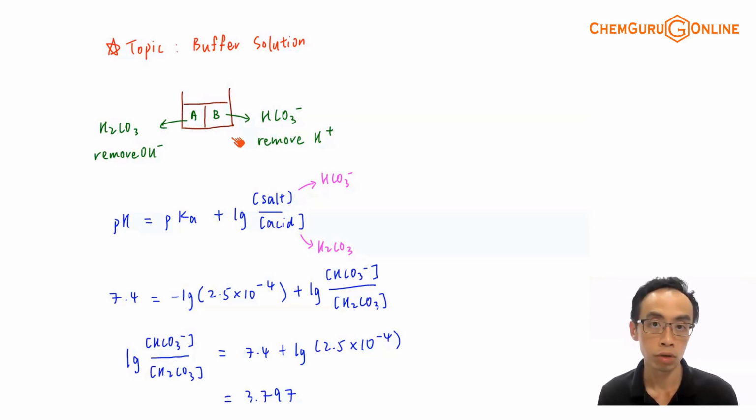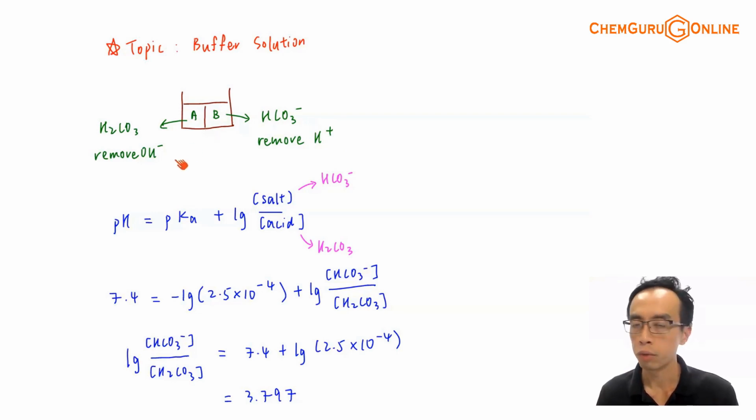A buffer is made up of essentially two things. Since it can maintain pH, I need to have an acid present that can remove OH minus. In this case, inside this buffering system in blood, my acid is H2CO3. The job of this H2CO3 is to remove OH minus. And I also need to have a base, and for this blood buffering system, the base will be my HCO3 minus. The job of your HCO3 minus is to remove H plus.